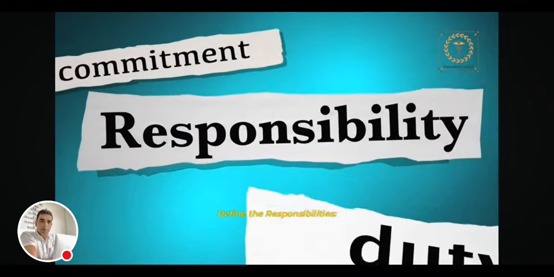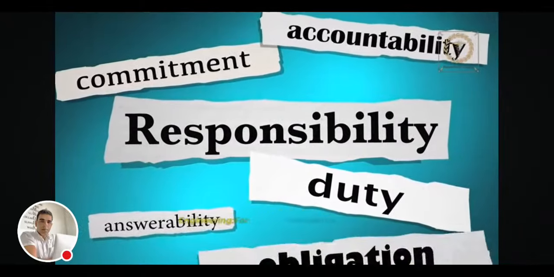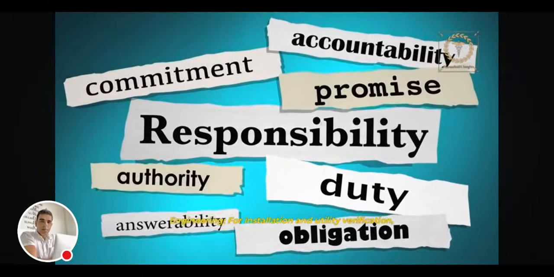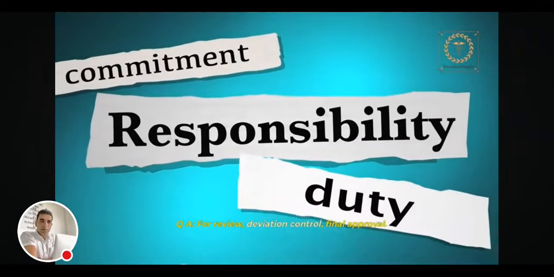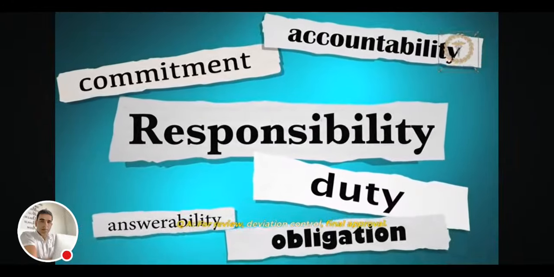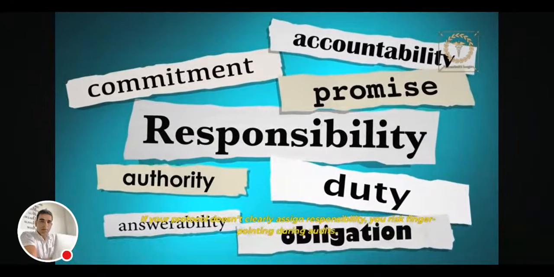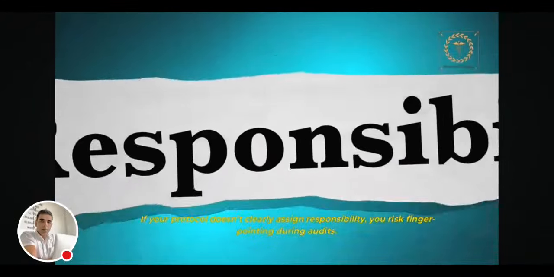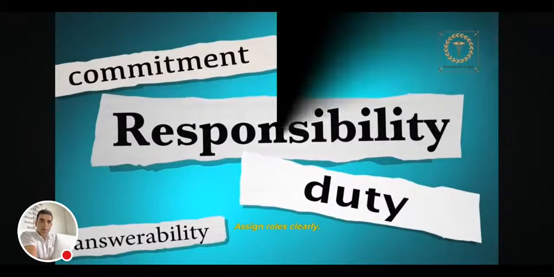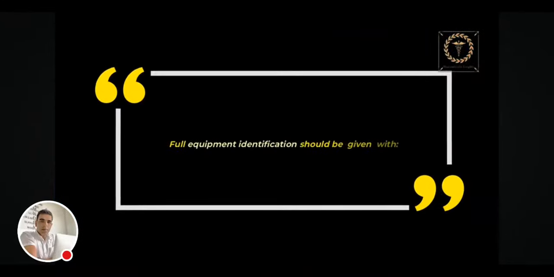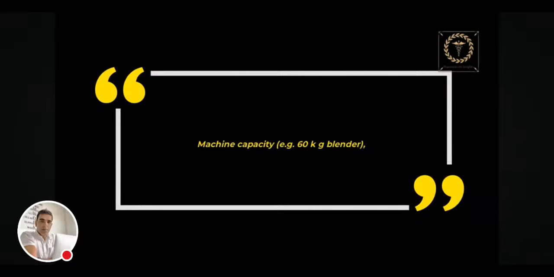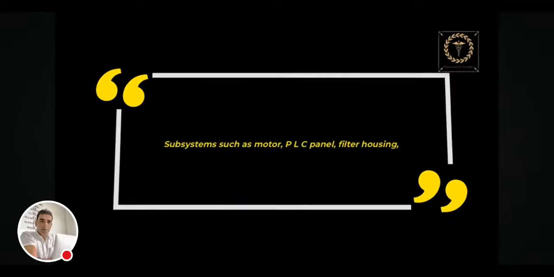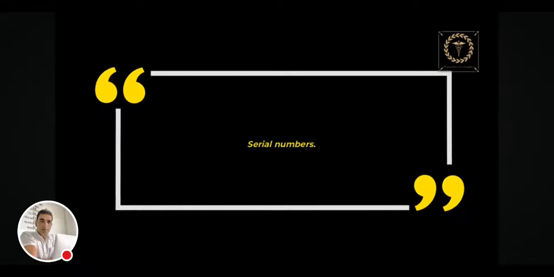Define the responsibilities, who does what? It typically includes engineering, for installation and utility verification, validation team, for protocol preparation and execution, QA, for review, deviation control, final approval. If your protocol doesn't clearly assign responsibility, you risk finger pointing during audits. Assign roles clearly. Include equipment description. Full equipment identification should be given with purchase order copy, tag number and nameplate photo, machine capacity, e.g. 60 kg blender, subsystems such as motor, PLC panel, filter housing, serial numbers.